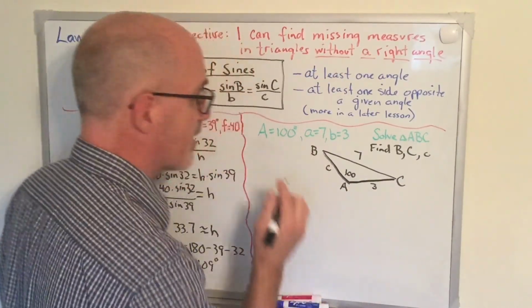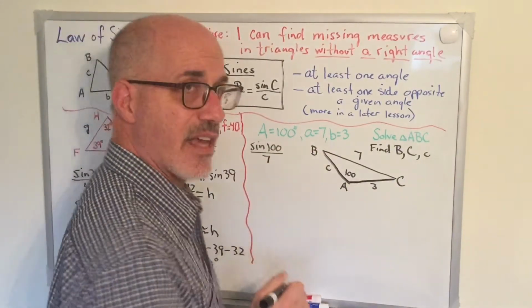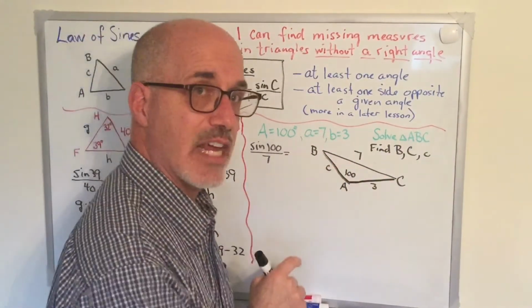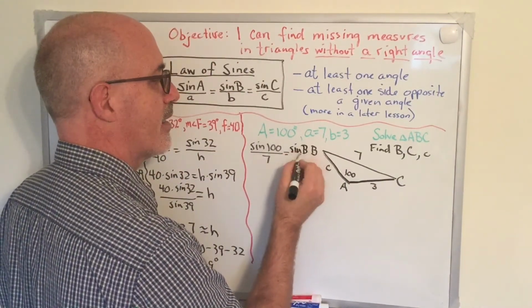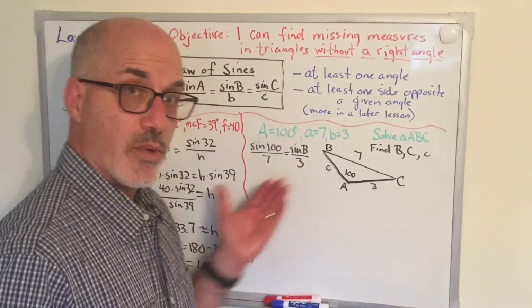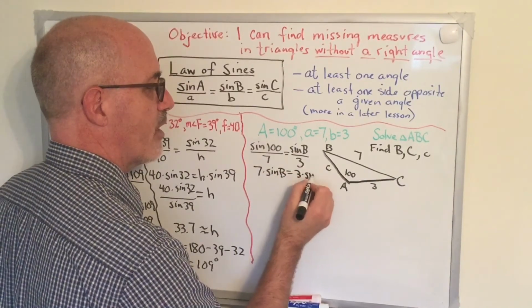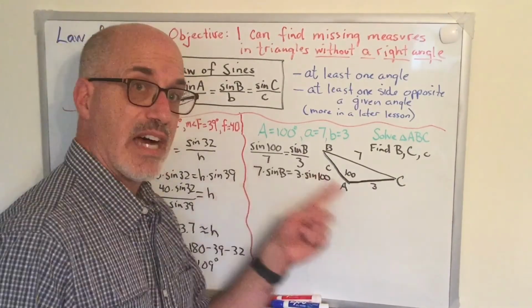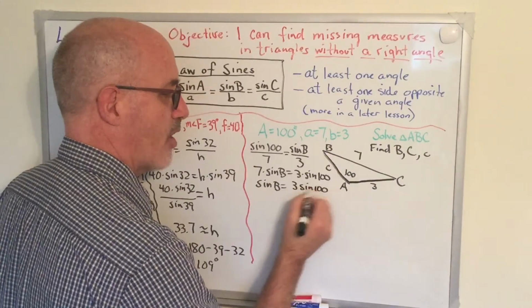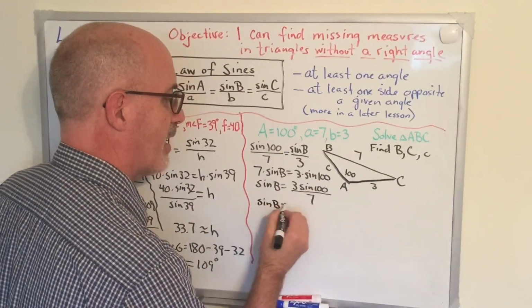So let's start off with what we're given and set up that ratio. We're going to have sine of 100, which we're given, over the side that is given, side 7, so sine of the angle over the side opposite it, equals, now we're going to calculate B first because we're given side B, so sine of B over side B of 3. Now we'll do our cross multiplication. So I got 7 times sine of B is equal to 3 times sine of 100. Now we divide by 7 on both sides, so you get sine of B equal to 3 sine of 100 over 7.